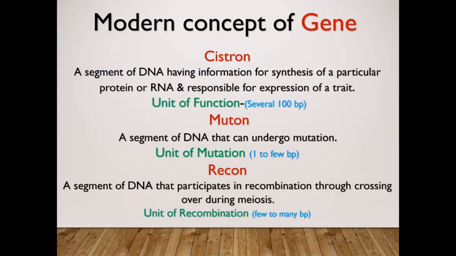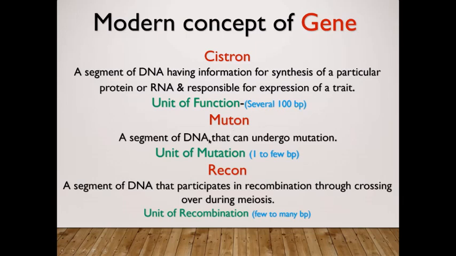First of all, we see the modern concept of gene. Cistron is a segment of DNA having information for synthesis of a particular protein or RNA, and it is responsible for expression of a trait. Cistron is the unit of function. It is about several hundred base pairs.